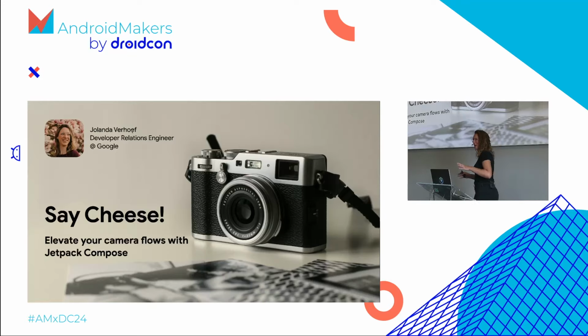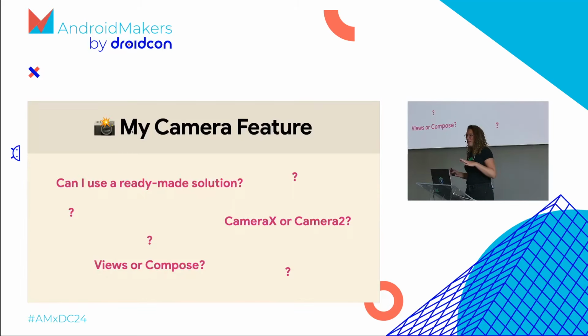And today I want to talk about how you can elevate your camera flows using Jetpack Compose. So when you're implementing a camera feature, there are many questions that might pop up. For example, is there maybe a ready-made solution that you could be using, or do you have to develop everything yourself? Should you be using CameraX or Camera2? And should you be using views or Compose?